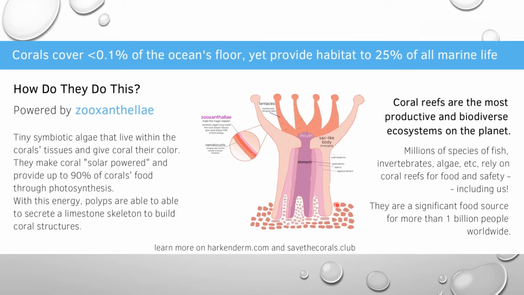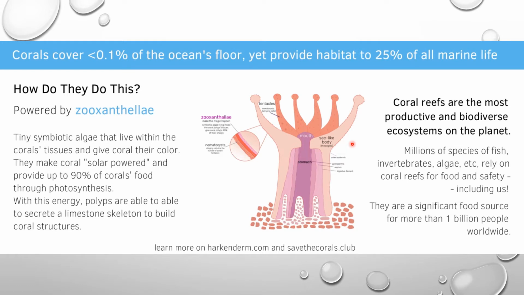They make coral solar powered because it's algae, so you know it's going to photosynthesize. And by that, it's then going to grow. And that energy provided by the plants is going to help the rest of the animal secrete that material to create a skeleton. So coral reefs are very productive.